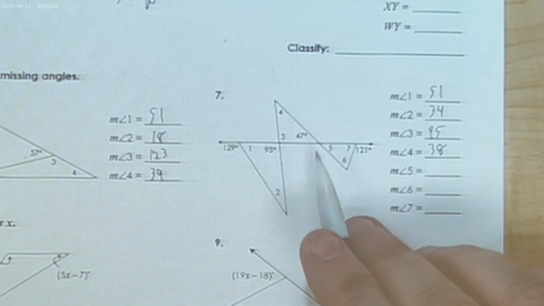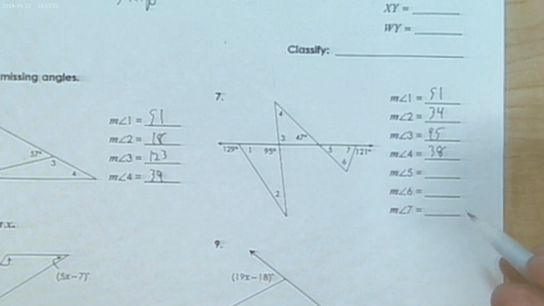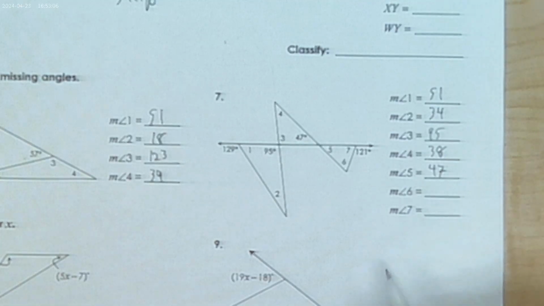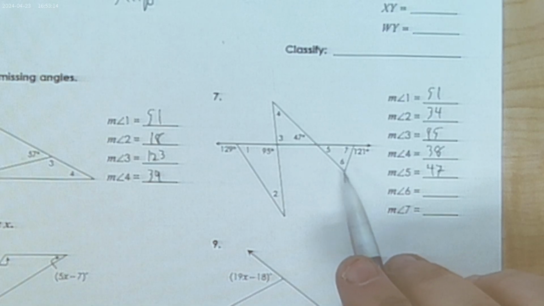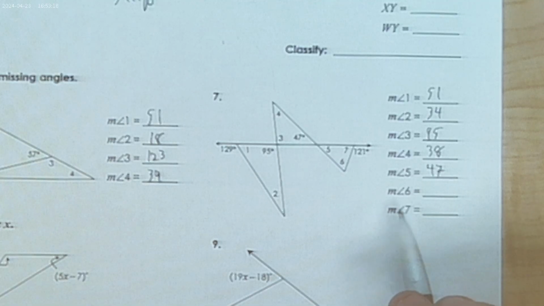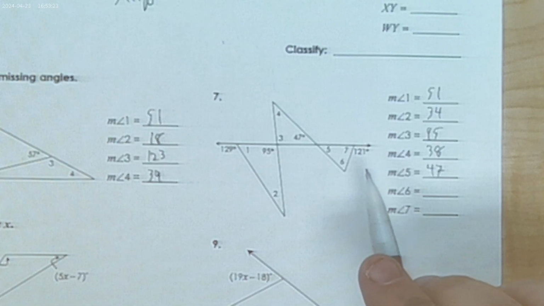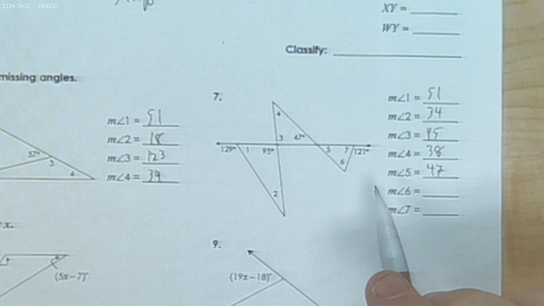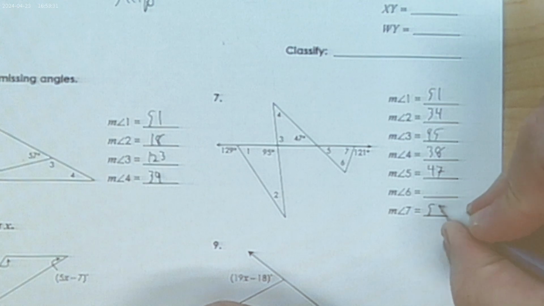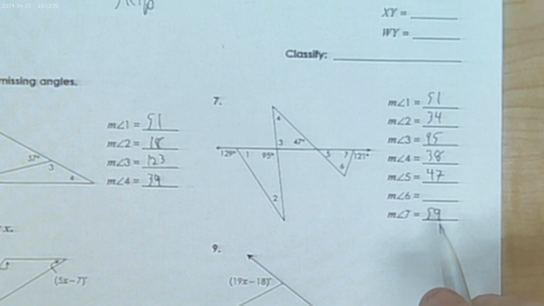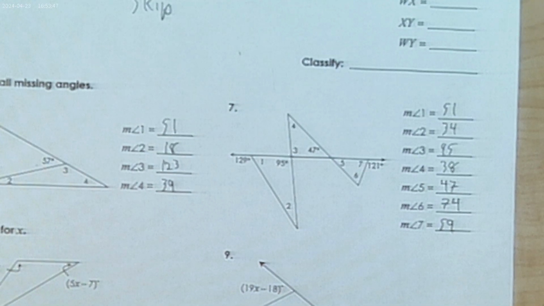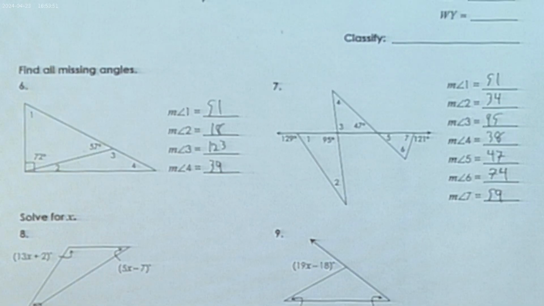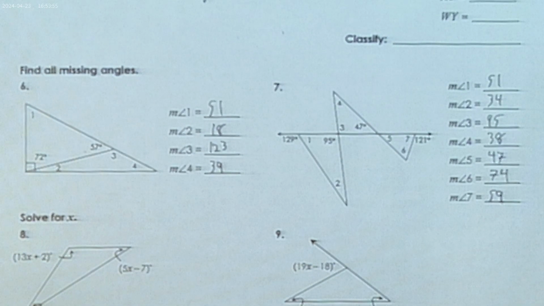So angle 5 and 47 are vertical angles, so they're going to be equal. And once again, I've got an external angle, and I can solve for angle 6 with 121 and 47. But instead, I'm going to solve for angle 7 using the supplementary angle. So 180 minus 121, so angle 7 is going to be 59. And so I'm going to take 180 minus 59 minus 47. That's going to give me 74. And that is going to be the final answer for that particular drawing.